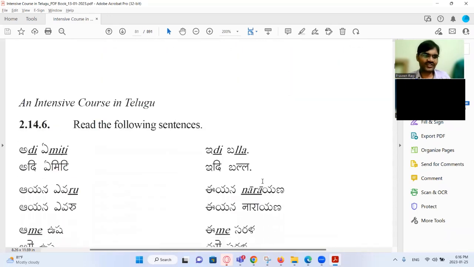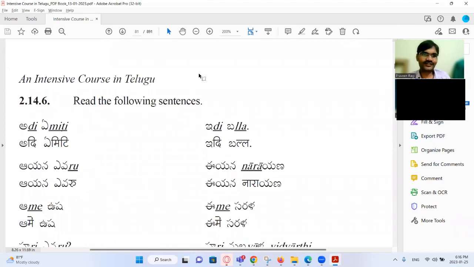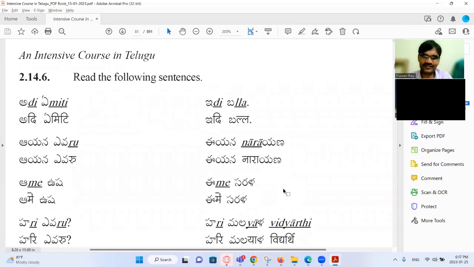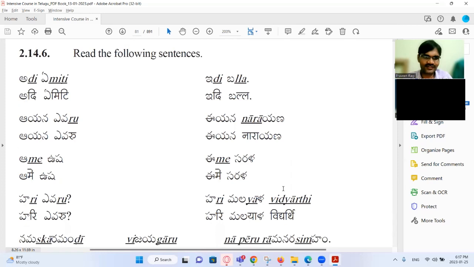Okay. Read the following sentences. Okay. Can you read? Adi Amity. Okay. Adi Bala. Bala. You need to emphasize it because double L is there. Bala. Adi Bala. Okay. Aina Evaru. Iena Narayana. Okay. Aina Yavaru. Iana Narayana. Okay, same thing. Yeah, same. Ame Usha. Ime Sarala. Hari Yavaru. Hari Malayala Vidyarthi. Okay.